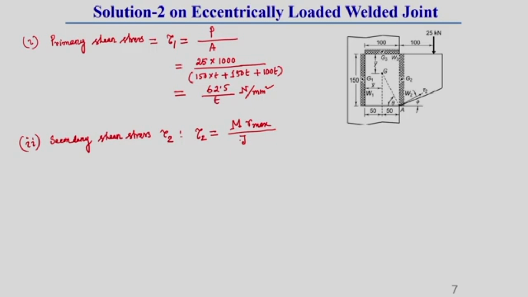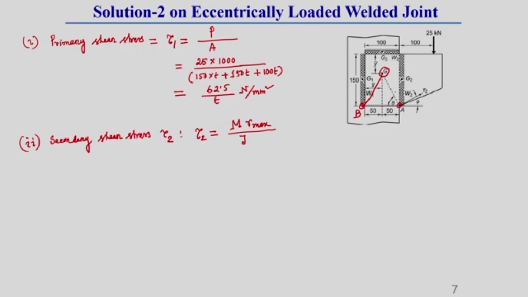This we have to find out. So, here the polar moment of inertia of all weld and R max we have to find out. Here you can see G is in this location. So, the farthest location of weld is either this point or this point. Because G is midway of this horizontal weld length, the farthest point is either A or B. Let us consider the farthest location is A.